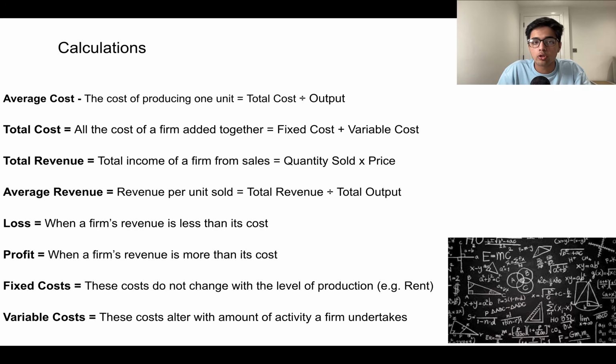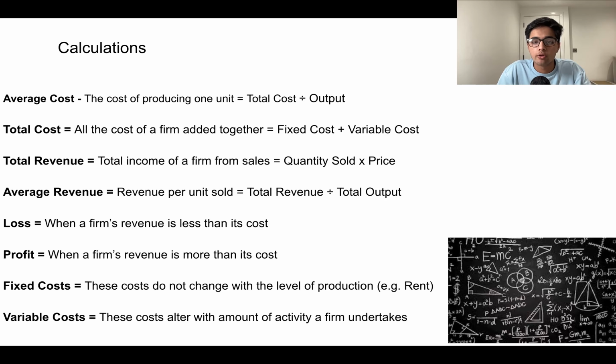Total cost is all the cost of a firm added together. You add fixed costs and variable costs. Total revenue is the total income of a firm from sales, calculated by quantity sold times price. Average revenue is the revenue per unit sold. You do total revenue divided by total output. Loss is when a firm's revenue is less than its cost. Profit is when a firm's revenue is more than its cost.